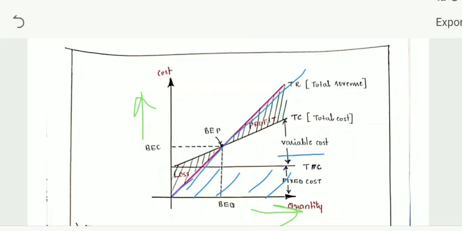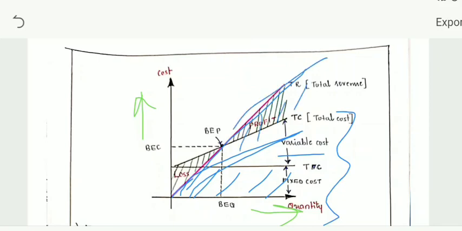Suppose your total revenue line had come below the total cost, like this. That means it would be a loss. But here the total revenue line has gone beyond how much you had invested, beyond the total cost. Your total cost was how much you had invested. Here the revenue line has gone beyond whatever you had invested. So this is considered as profit. Below that it is considered a loss.